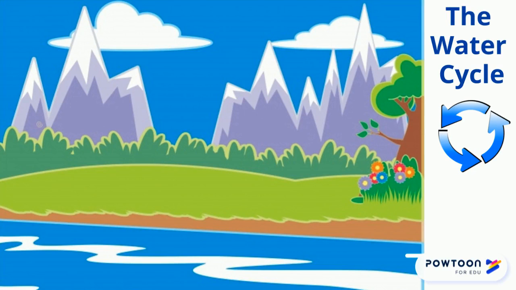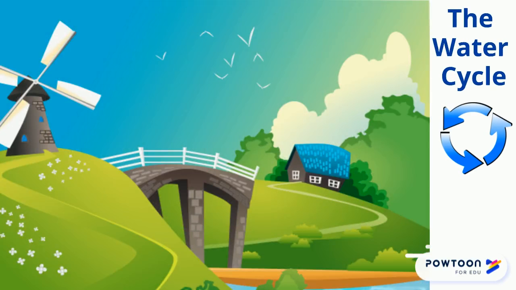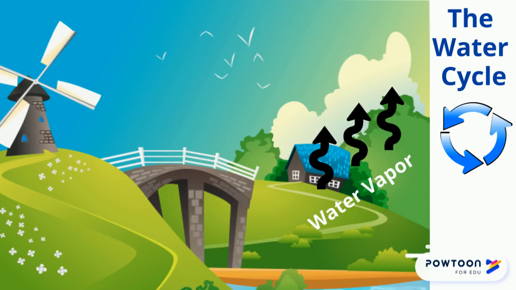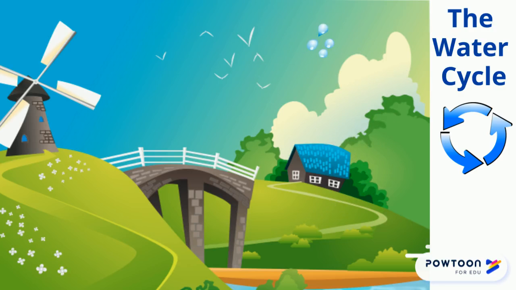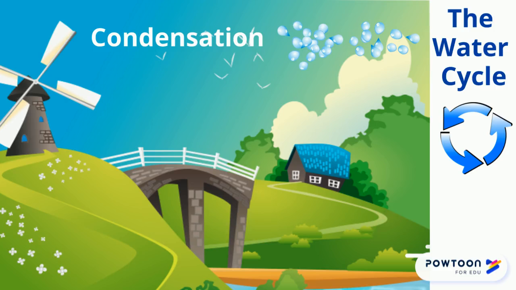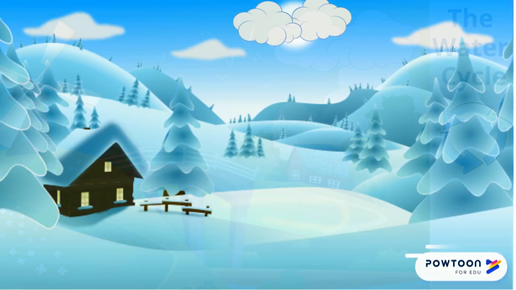Have you ever wondered why there's snow on mountaintops? That's because the higher the elevation, the colder the air. As the water vapors rise and enter the colder atmosphere, they turn into tiny particles of ice and water droplets. This process is known as condensation. These particles come close together and form clouds and fog in the sky.